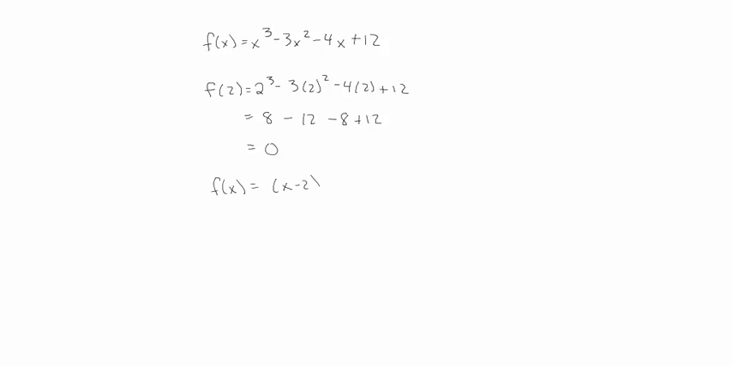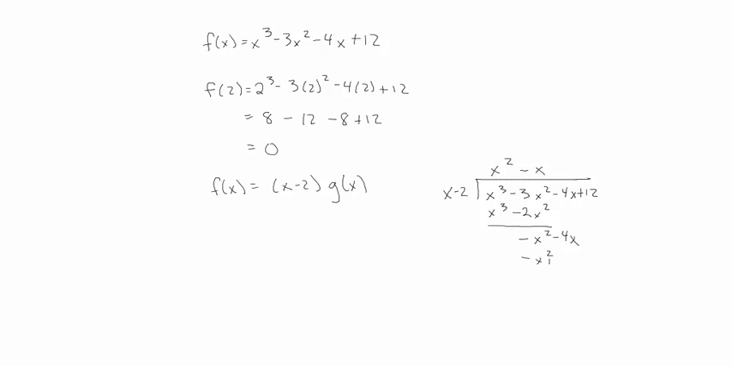For example, consider f of x equals x cubed minus 3x squared minus 4x plus 12. A quick calculation shows that f of 2 is equal to 0. This means that f of x equals x minus 2 times g of x, where g of x is some polynomial. You might remember doing polynomial long division and solving for g of x at some point, but we're not going to focus on that part of the process. The important thing for us is that it is useful to know the zeros of a polynomial.